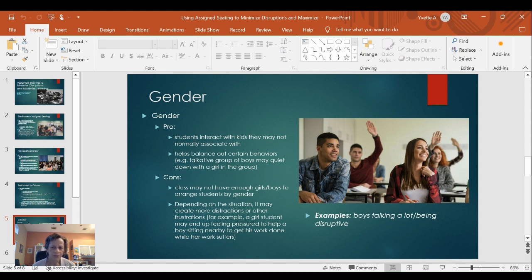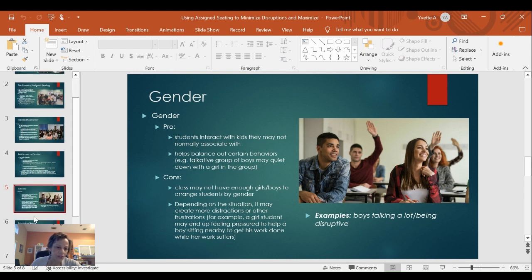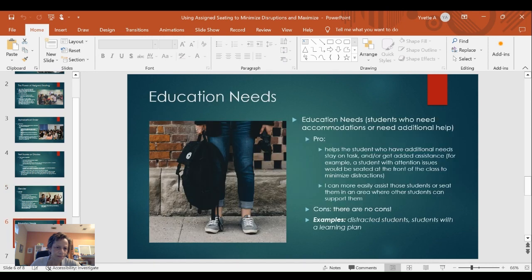Sometimes, unfortunately, when you have the kids sitting as boys and one girl, the girl all of a sudden becomes this secretary. And I always ask them, did you ask to do that? Or did someone volunteer that? So you have to watch that also. So it could definitely be a pro, for they make students interact with other kids that they probably normally would not associate with, and that's actually definitely a plus for the class.